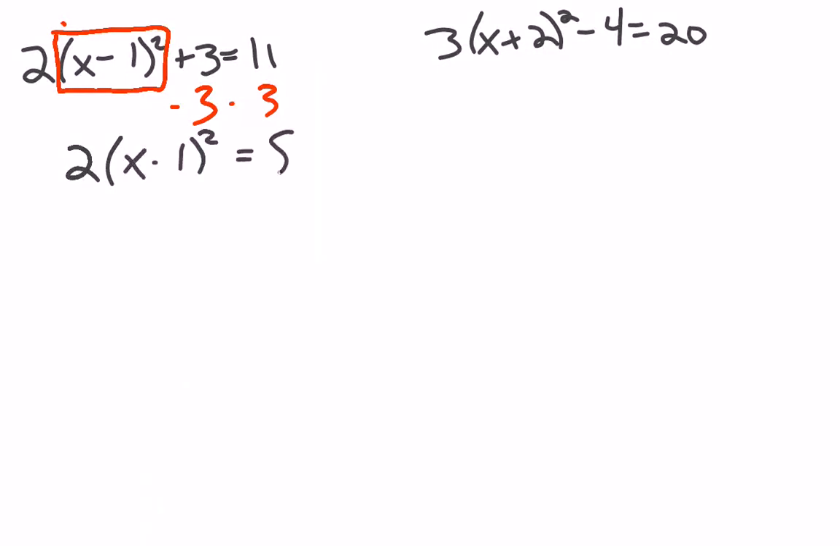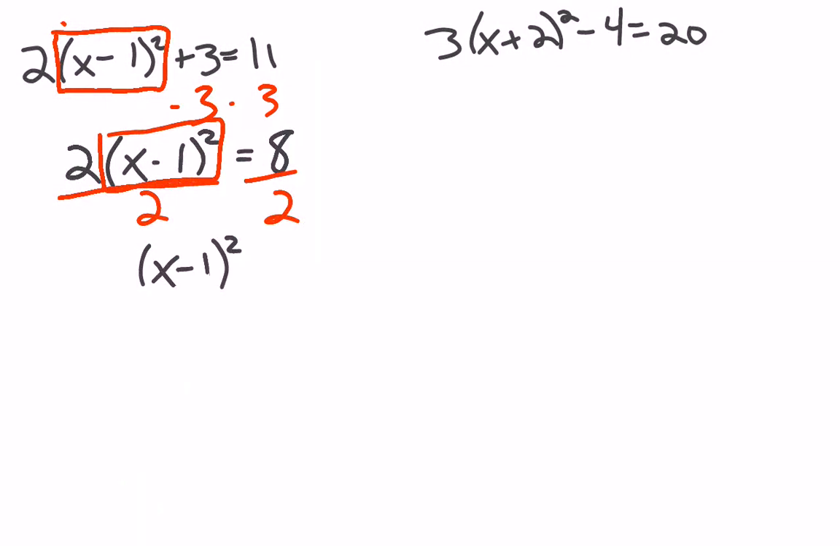which would be 8, blob it again, and now we're going to divide by 2. So x minus 1 squared equals 8 divided by 2 is 4. Now I have my whole quantity on the left being squared, so I'm going to do the square root to undo it. Plus or minus. So the left is now x minus 1 equals plus or minus the square root of 4, which is 2.